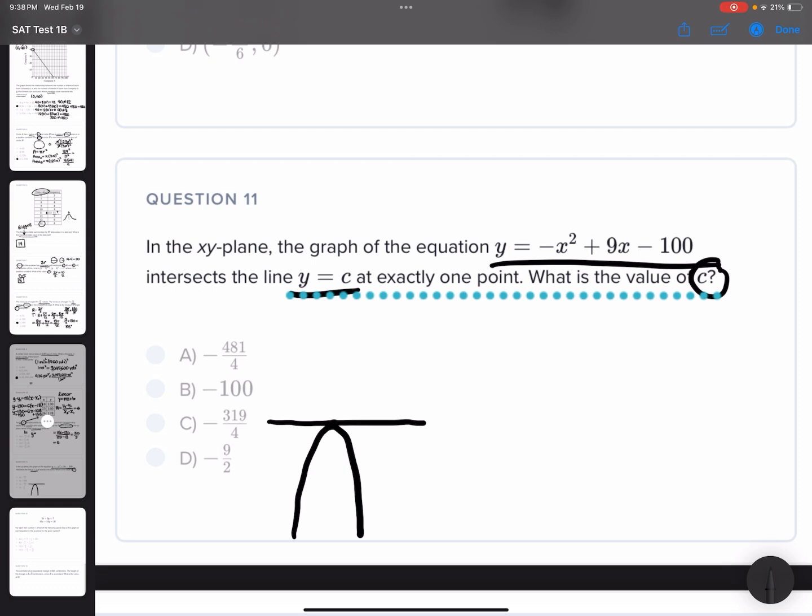I would plug in y equals negative x squared plus 9x minus 100. And then in a separate equation, I would just type y equals, and then plug in a, b, c, and d, because that is your only way of, like, let's say you're running short on time, or this might even take quicker.